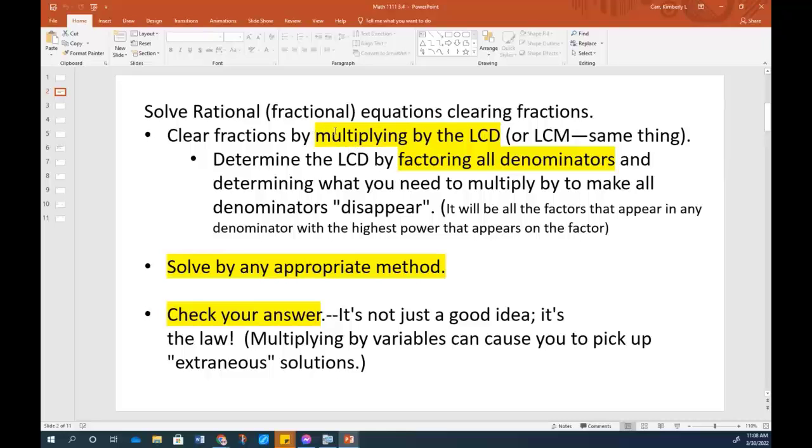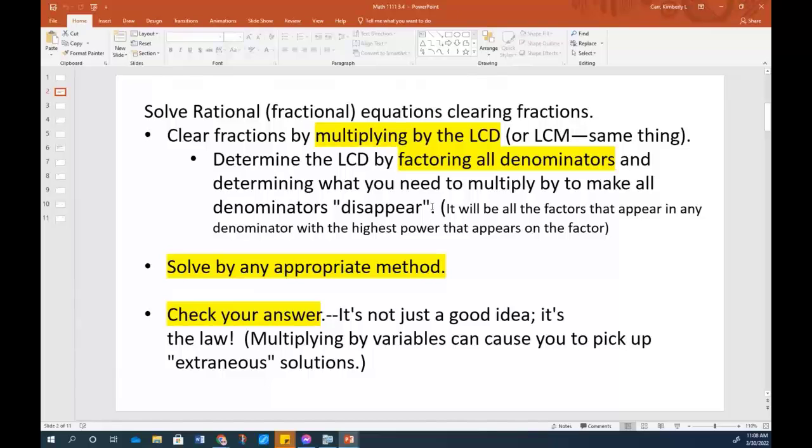So we are going to multiply by the least common denominator. And really, that's going to clear the fractions. Now, if you're not sure what the least common denominator is, we can find that easily by factoring all the denominators. And then you just have to multiply by enough to make them all disappear. If you multiply by enough to make them all disappear, you've done it. Technically, that's going to be all the factors that appear in any of the denominators. And if any of those factors have a power on them, we have to use that as well. But again, the approach we're going to take is factor all the denominators and then multiply by factors until they all disappear. It'll make more sense when you see it.